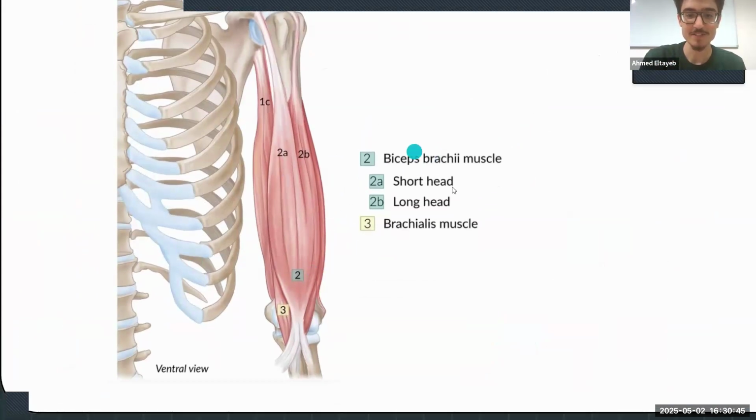So, on this diagram, we can see the flexors. So this is the biceps, the two heads of it.